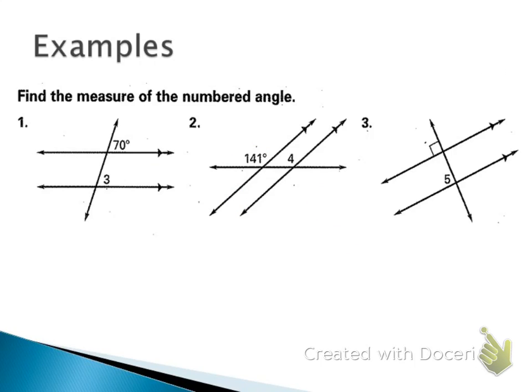All right, here's our first 3 examples. So go ahead and write these down. So the first thing we're going to do is establish the relationship. Are they corresponding, same side interior, alternate exterior? Then we're going to decide what the relationship is in order to find the missing angle.